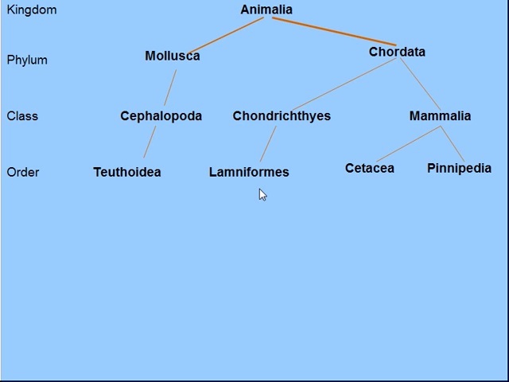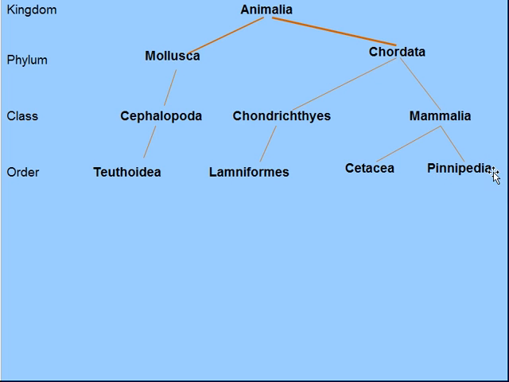Cetacea, so whales, dolphins, and porpoises, and Pinnipedia, seals and walruses. These ones are things with fur. There are some big differences between whales, dolphins, and porpoises, and then the seals and walruses.